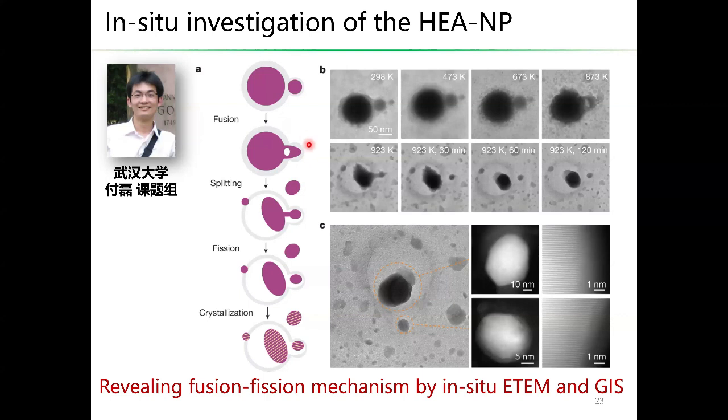Inside the large flow of the hydrogen environment. Okay, so that is how we use the GIS connected with the E10 to reveal in situ the formation mechanism of these high entropy nanoparticles.